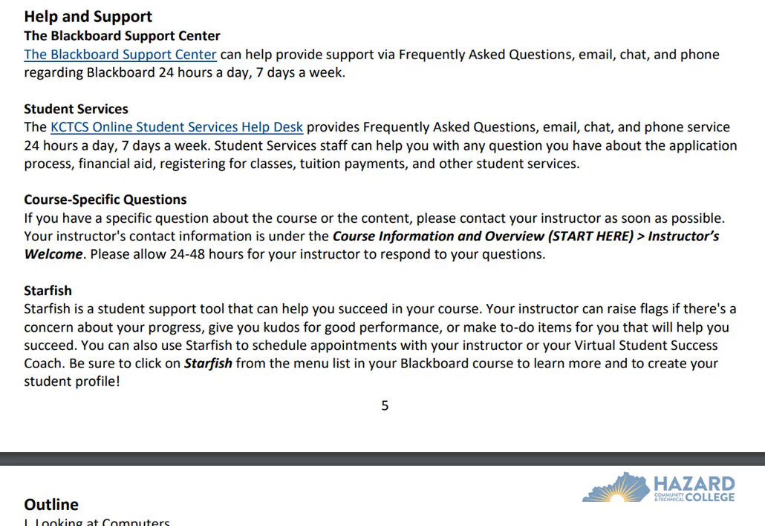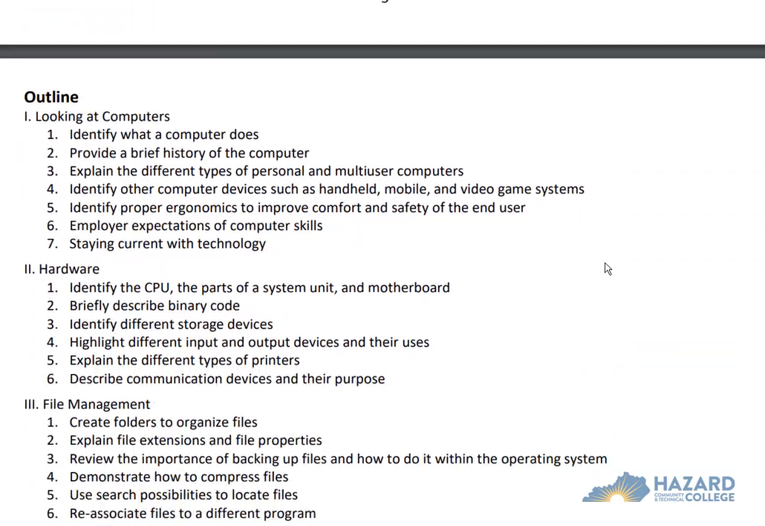Starfish is another way that we provide student support, and it is a student support tool that can help you succeed in your course. Your instructor can raise flags if there's a concern about your progress, give you kudos for good performance, or make to-do items that will help you stay on track to succeed. You can also use Starfish to schedule appointments with your instructor, and be sure to click on the Starfish from the menu in Blackboard to learn more and how to create your student profile.